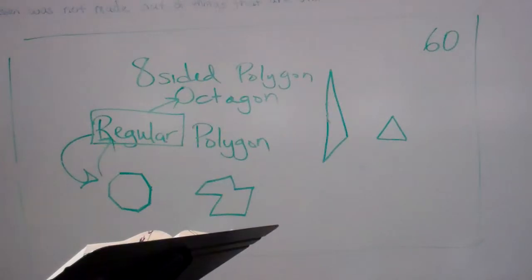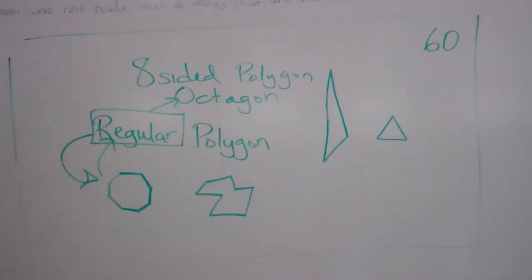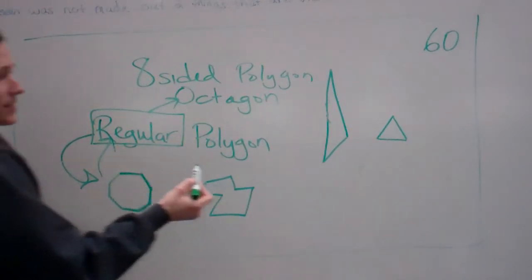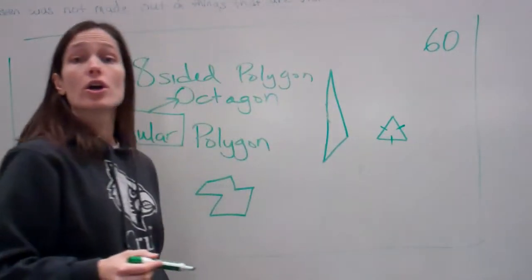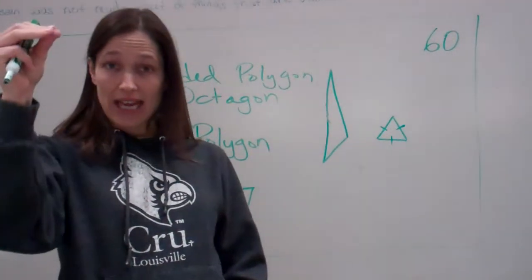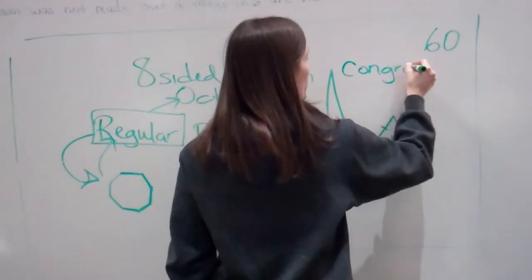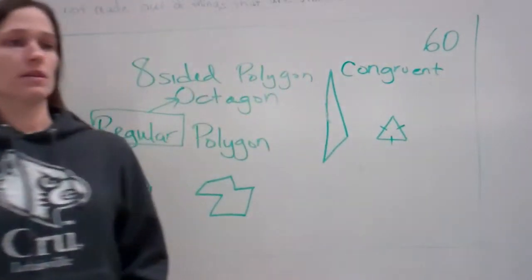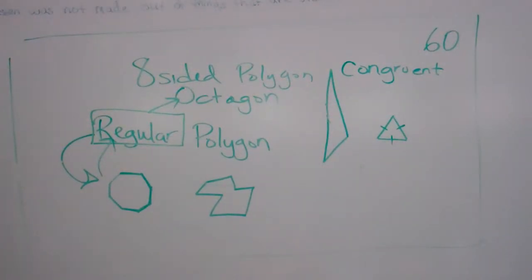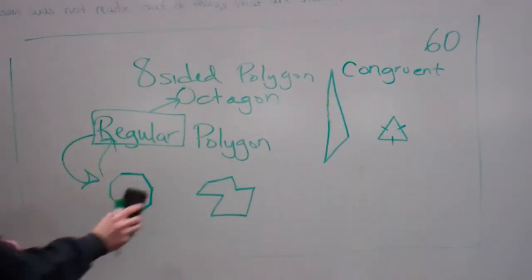Listen to this. When I say congruent, what do I mean? I told Isaac a while ago. What does congruent mean? Yes? Same. Okay? So basically all these sides are congruent. I need y'all to hear that word. It means same. How do you spell it? C-O-N. Congruent.